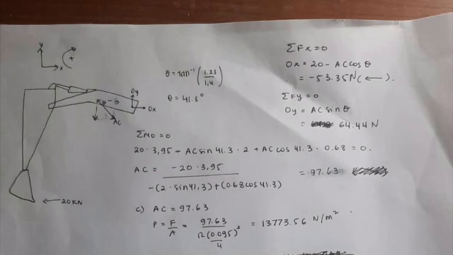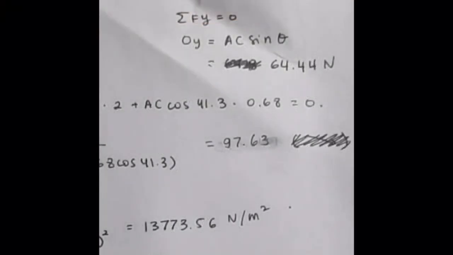Okay, same as the sigma Fy equals 0. Sigma Fy equals 0. Oy will be AC sin theta. It will be 64.44.